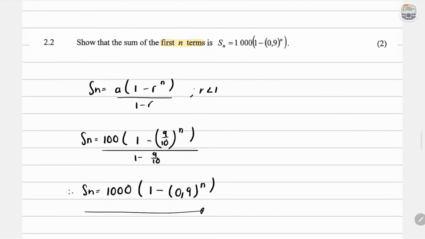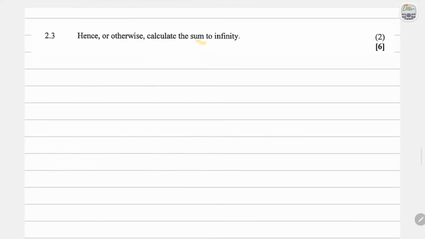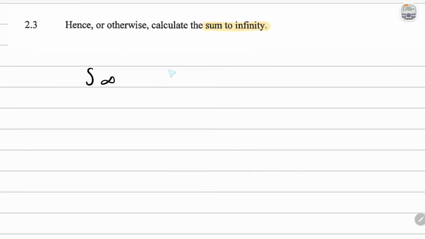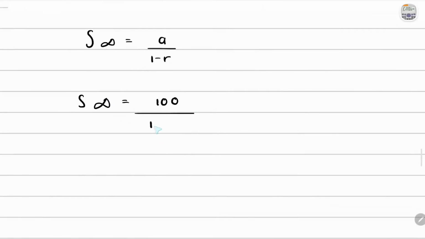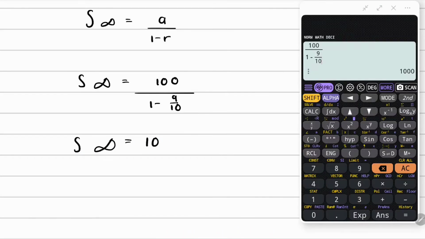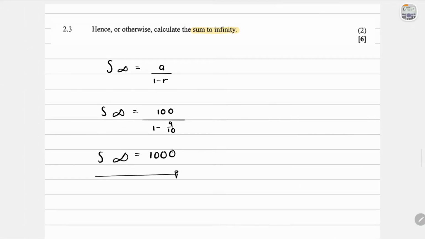Moving on to the next question. Question 2.3 says, hence or otherwise calculate the sum to infinity. The sum to infinity formula is a over 1 minus r, so all we need is the value of a and r. We already know these values. a is 100 and r is 9 over 10, so that's 1 minus 9 over 10. We're just going to find out exactly what this is, and the sum to infinity is 1,000. And that is our answer. And that is it for question 2.